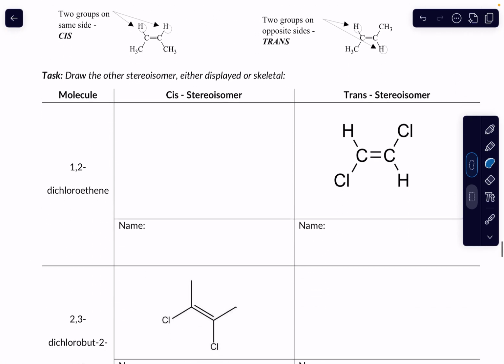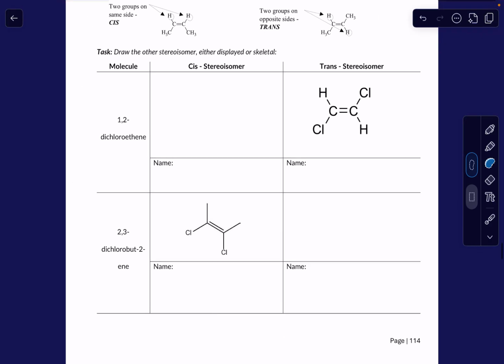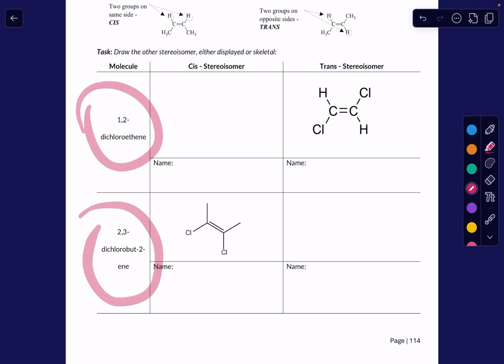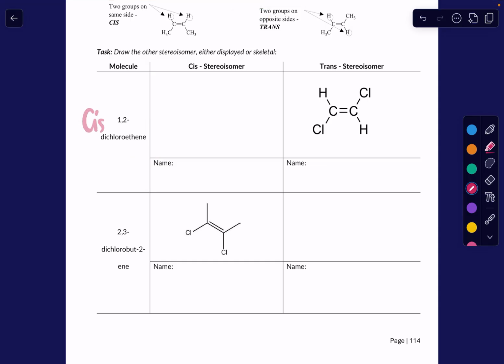What I've got for you here is an example of a stereoisomer where you need to draw them and name them. I've got this over here, which is our molecule. So this is going to be the name in general, but how do I name the cis version and how do I name the trans version, and vice versa? Remember, if it's cis, we have the cis at the start, and if it's trans, we put the trans at the start as well. What I would like you to do is, using either displayed or skeletal, I don't mind which way, can you draw the cis isomer of this?